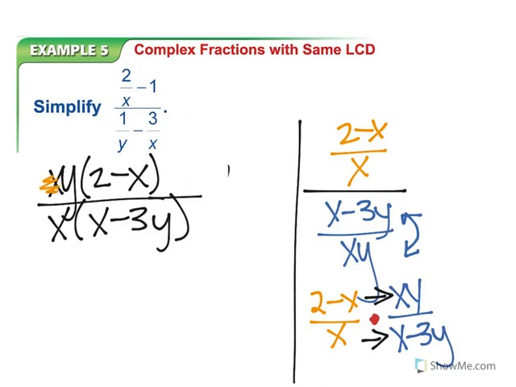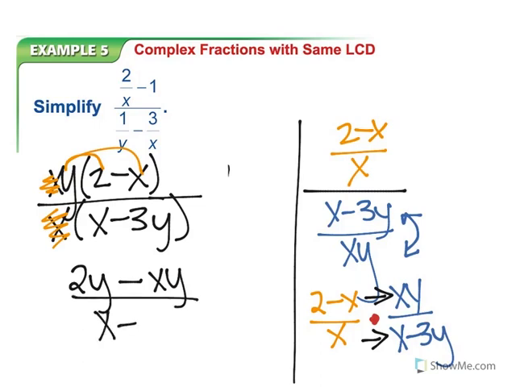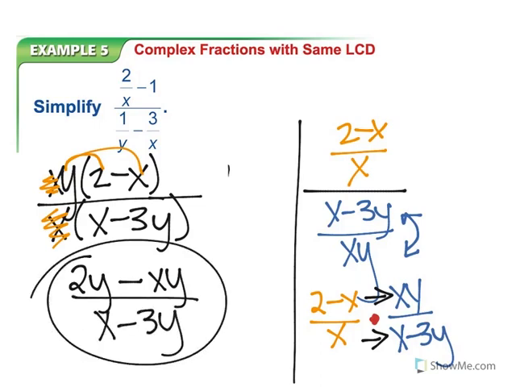So from there, I can see that I have an x on the outside on both the numerator and denominator. In my last step to simplify, I'm actually going to distribute my y to get 2y minus xy divided by x minus 3y for my answer.